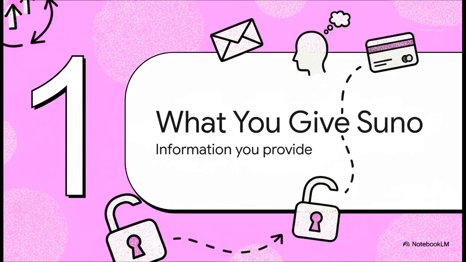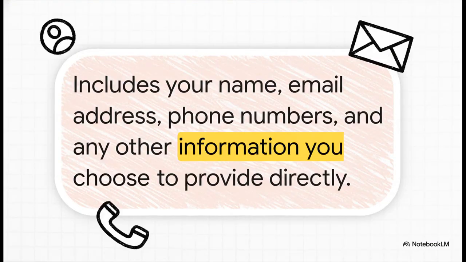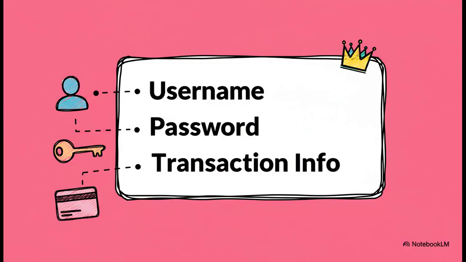All right, first up, what you give Suno. This is all the information you are actively handing over when you use the service. So right off the bat, you've got your basic contact information. We're talking your name, your email address, pretty standard stuff. No real surprises here. And if you decide to upgrade to a paid account, they'll also collect your username, password, and of course your transaction details. Again, this is all pretty typical for any online service you pay for.